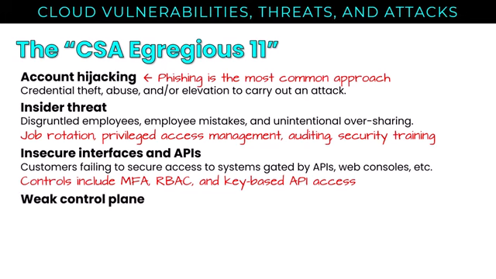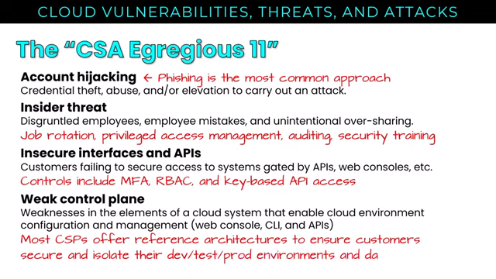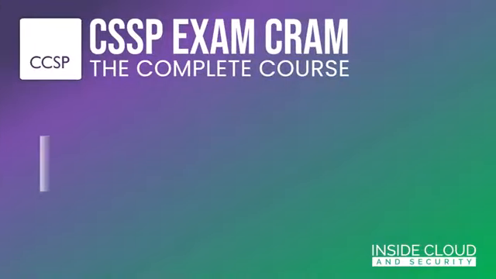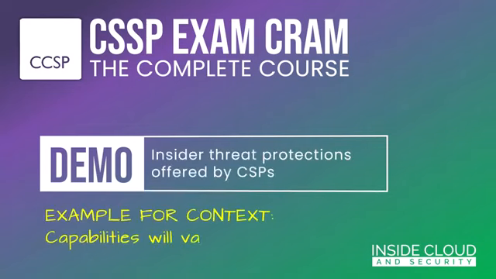Next, we have weak control plane issues, weaknesses in the elements of a cloud system that enable cloud environment configuration and management. This would be our web console, our command line interfaces, and our APIs. The good news is most CSPs offer reference architectures to ensure customers secure and isolate their dev, test, and prod environments as well as their production data. So now let's take a quick look at insider threat protections offered by CSPs.